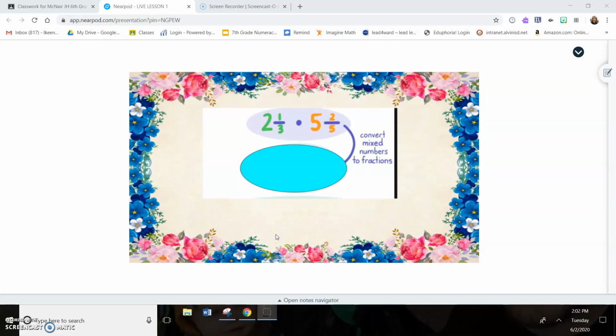This time we're going to use cross cancellation to make it a little bit easier. We already know that 2 and 1/3 is equal to 7/3, and 5 and 2/5 is equal to 27/5. If I look at 7/3 times 27/5, I'm looking at my diagonal numbers, 3 and 27, and they are both divisible by 3. 3 divided by 3 is 1, and 27 divided by 3 is 9.